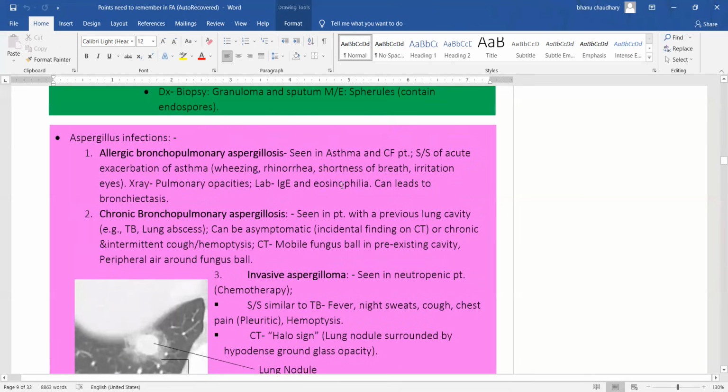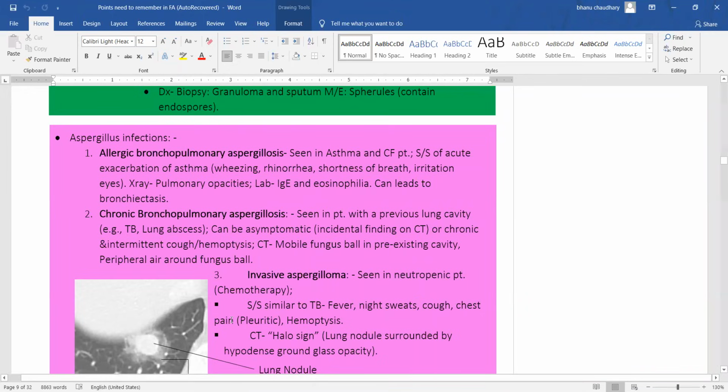So 3 diseases. One is the allergic form or the exacerbations of the cystic fibrosis and asthma. Second one is basically seen only in patients with a history of tuberculosis or lung abscess. And third one is in the patient having a history of chemotherapy. Okay, these 3 types of diseases exist with Aspergillus fumigatus. And that's all what First Aid mentioned.